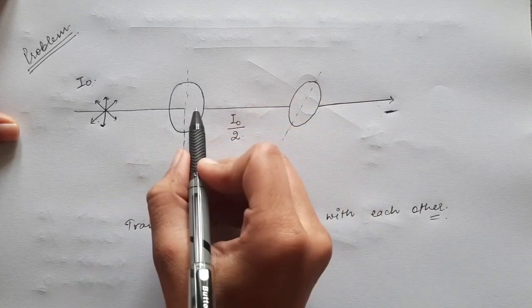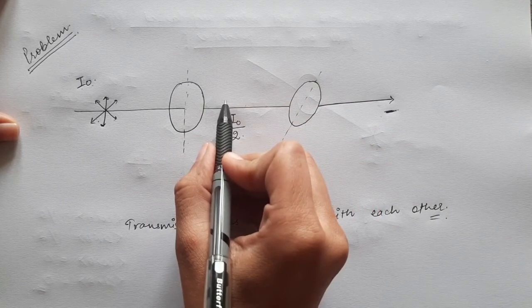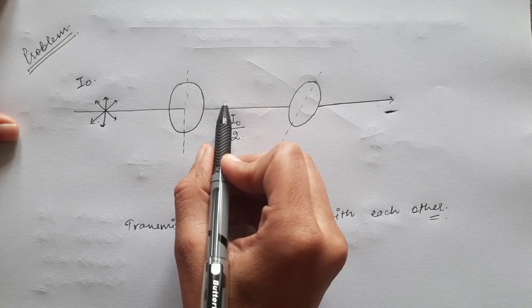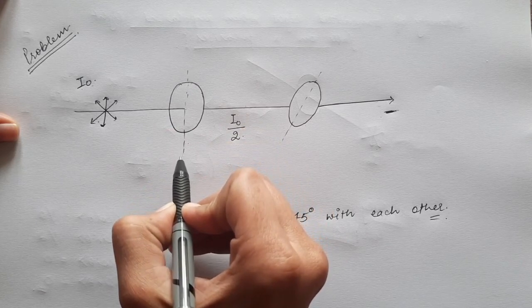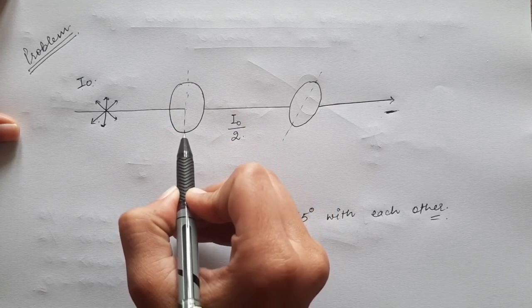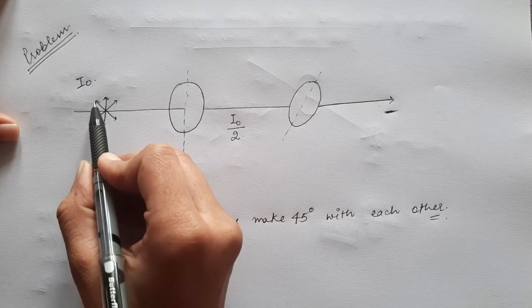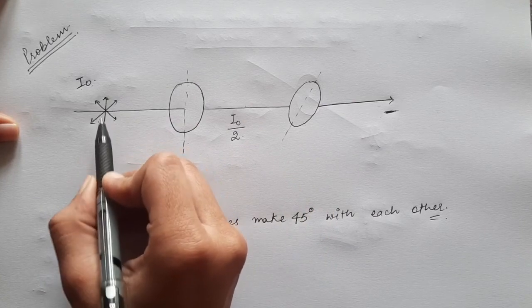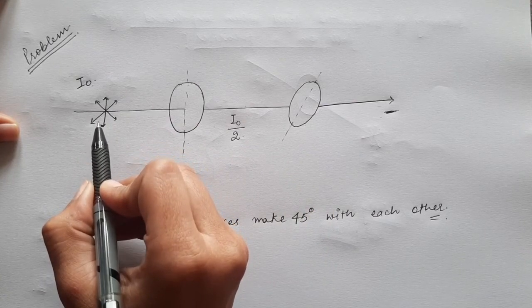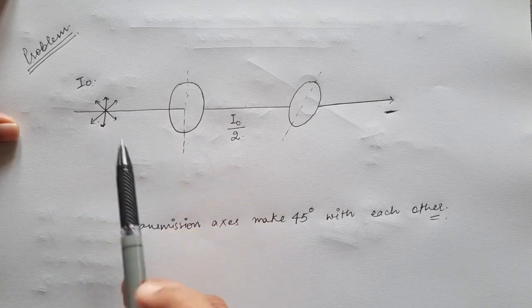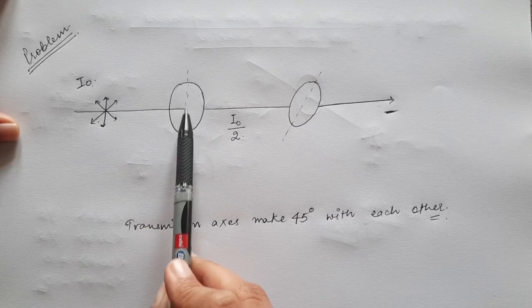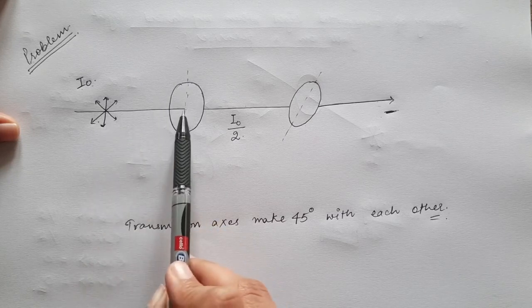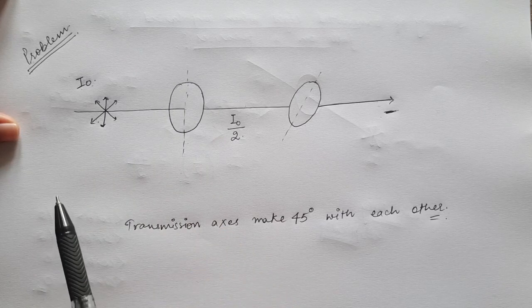Now the light which comes out of this polarizer will be polarized. It will be plane polarized because only that component of electric field is allowed to pass through which is parallel to the transmission axis. So every electric field in the unpolarized light can be divided into two components. One will be the X component and another will be the Y component. Now one will be parallel to the transmission axis and another component will be perpendicular to the transmission axis.